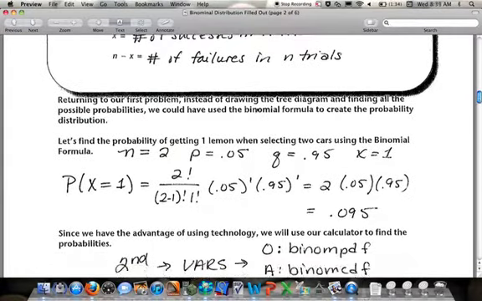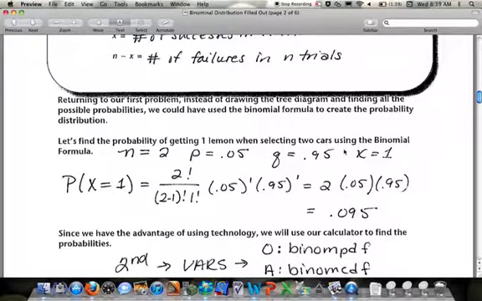So instead of drawing that tree diagram, which wasn't too bad for just two outcomes, or two cars. However, if we had more cars, I wouldn't want to do that. But I can use this formula to find the probability of getting one lemon when selecting two cars using the binomial.